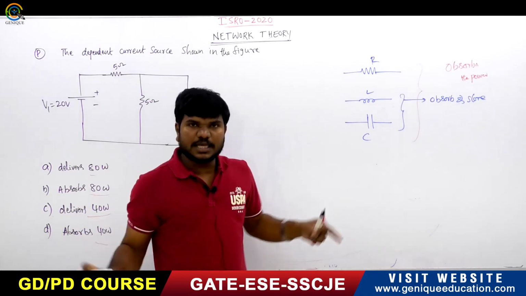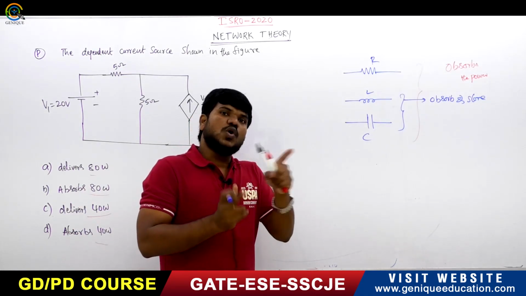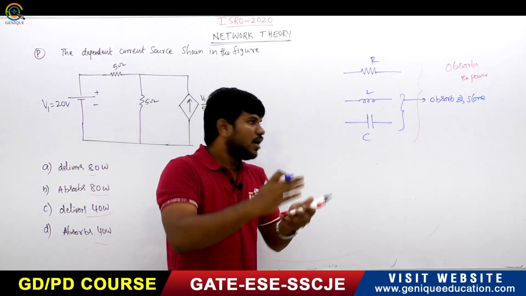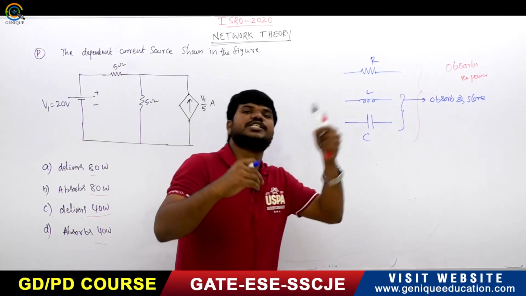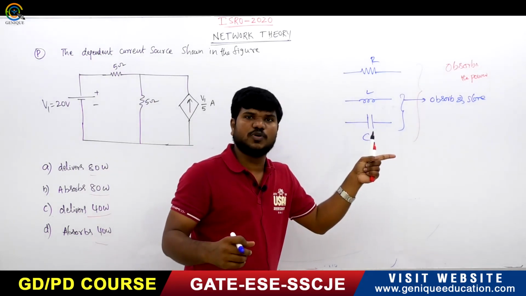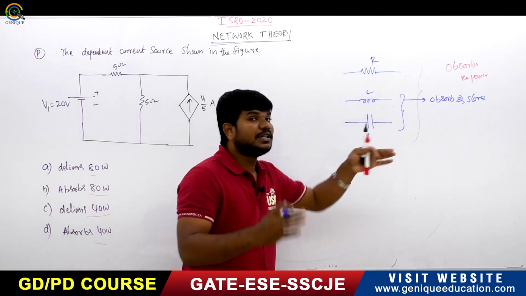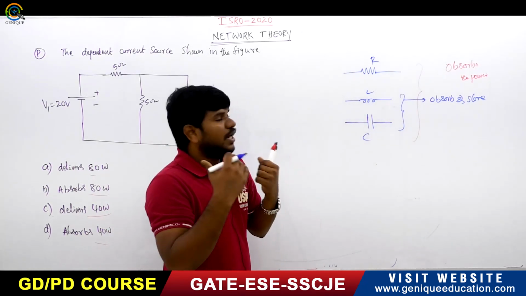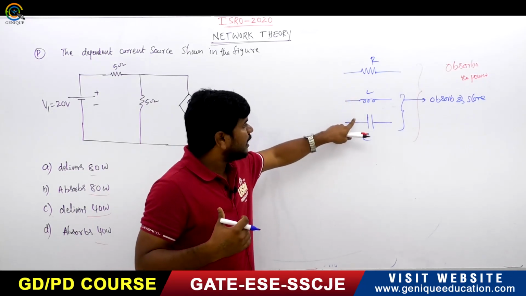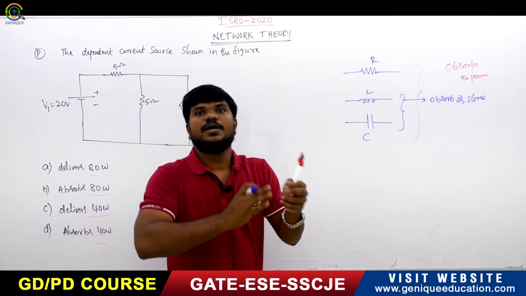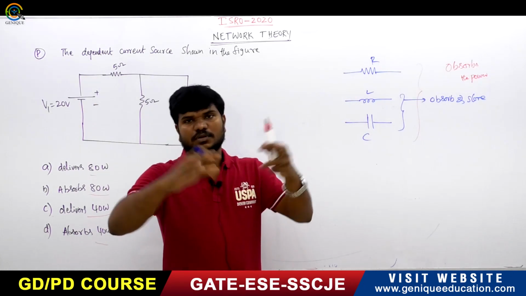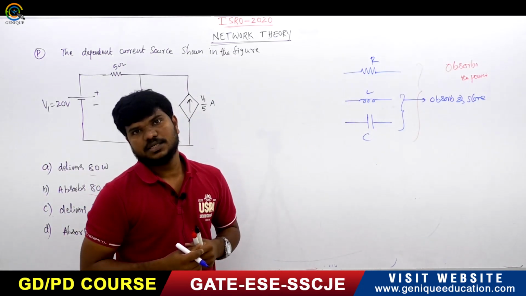So in the given circuit, after absorption, if the source is removed, what happens? Definitely whatever energy is stored in the inductor and capacitor will be delivered to the remaining elements.